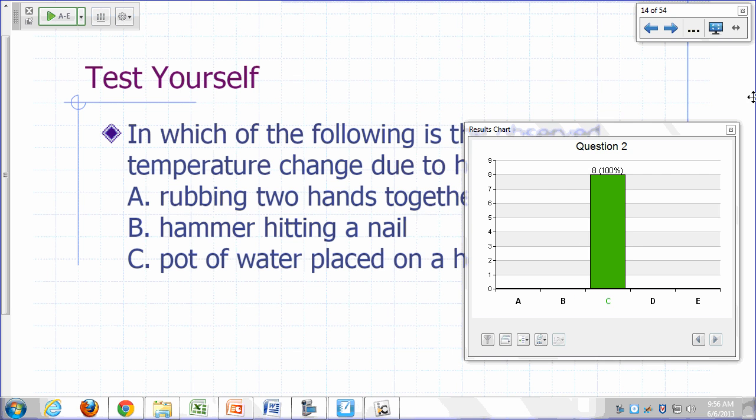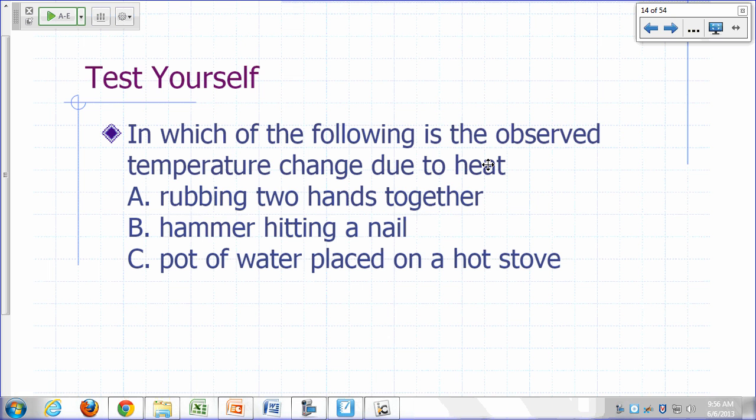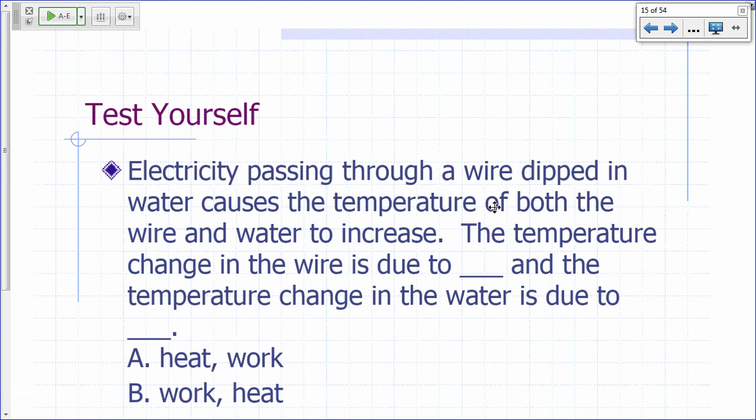Correct answer is C. So rubbing two hands together, unless one hand is hotter than the other one to begin with, the increase in temperature there is not due to heat. That would be mechanical work. Hitting a nail with a hammer, you're not heating it. You're causing its temperature to rise by giving it energy, and the energy was transferred to it in the form of work. Heat is energy that's transferred because you put something hot in contact with something cold.